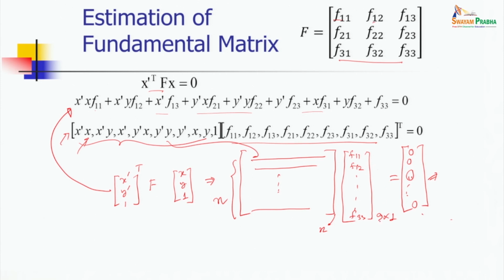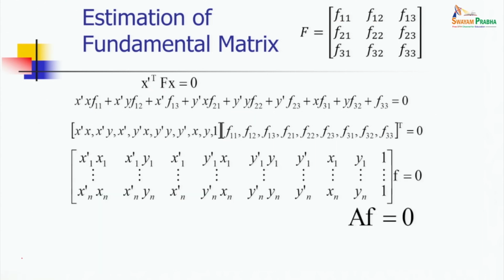And since there are 9 unknowns here in these equations, there would be n cross 9. So the dimension of this matrix is n cross 9. This is of 9 cross 1, and this should be of n cross 1. So this gives you a set of n linear equations. I can write in this form.